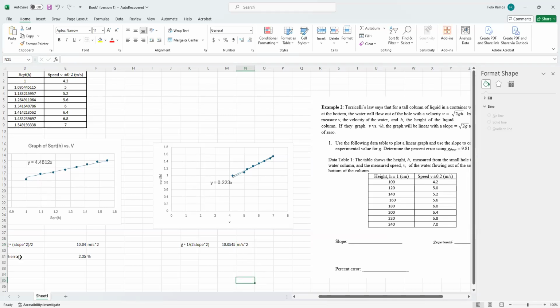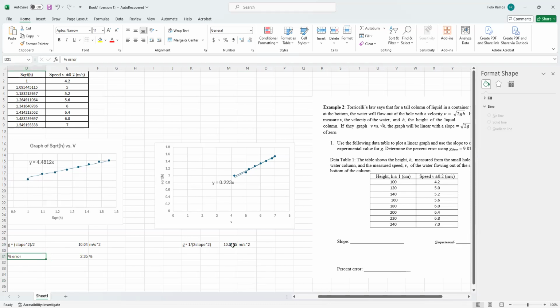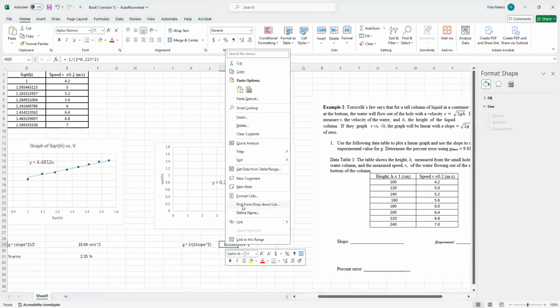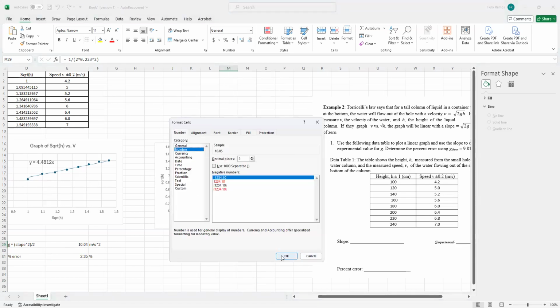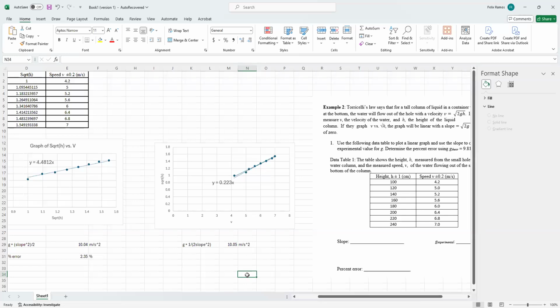Well, you can do exactly the same that I did over here to calculate the error. We can just modify this so it shows only 2 decimal places. So approximately 10.05 meters per second squared. So the error will be very similar to the value of error that we got here. So again, I will find the percentage of error for you.